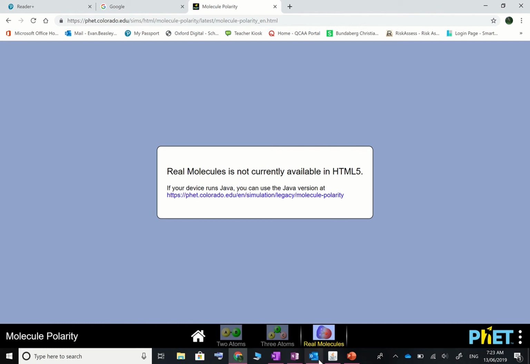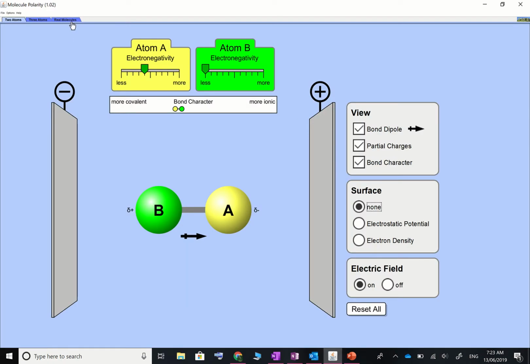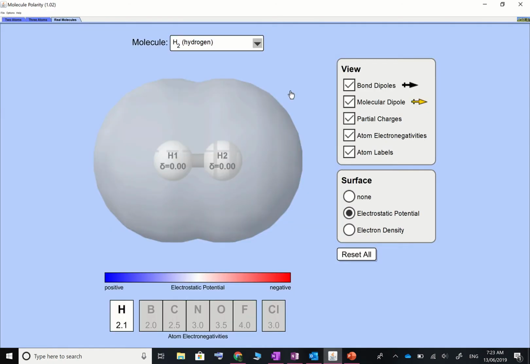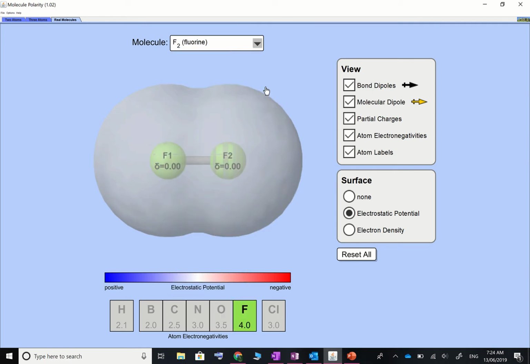Now, real molecules are not available, so I've just gone into the Java edition and downloaded that, and I want to run through a few of these with you. So let's have a look at hydrogen. Remember our rule for hydrogen. It's an element. It's a diatomic molecule, and so we've just got an even distribution of electrons because same atom, same electronegativity. Same with nitrogen. So there's no difference between the electronegativity. Same with oxygen. Same with fluorine, even though fluorine is the most electronegative atom there is.